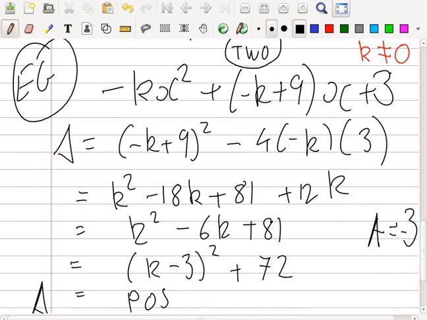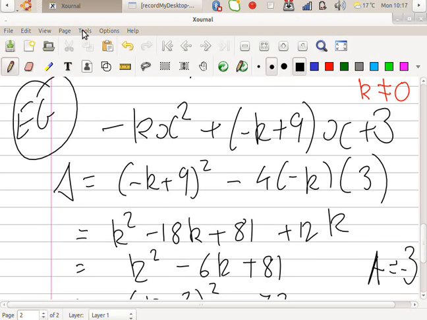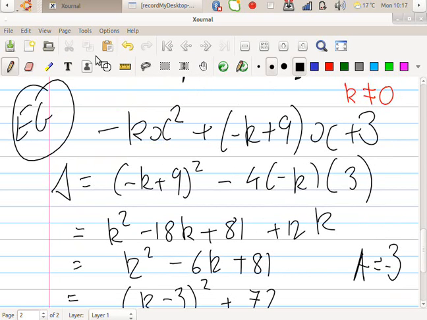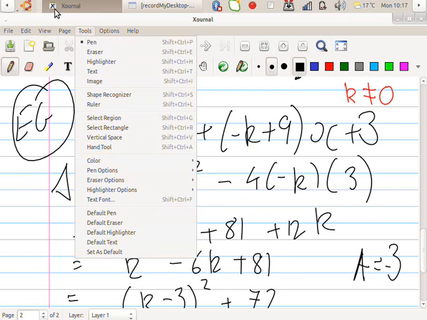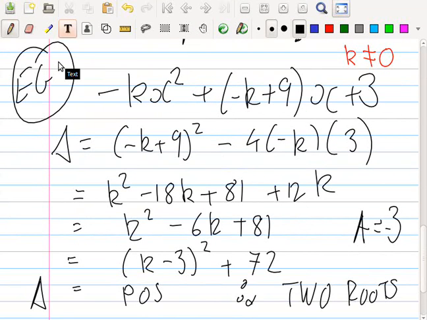So please make sure you have this taken down clearly. So the answer is 2 roots. Therefore, 2 roots. Actually, let me just zoom in here. Do we have to find the answer for the roots? No, for this I do not want the roots. I just want you to tell me how many roots there are. So, I just want you to say it has 2 roots and it's finished.